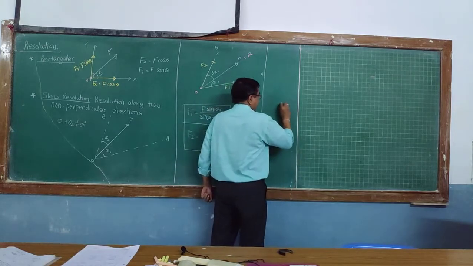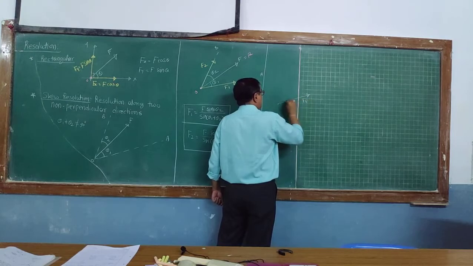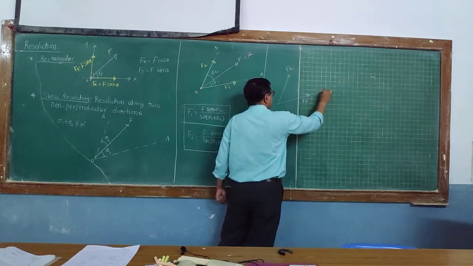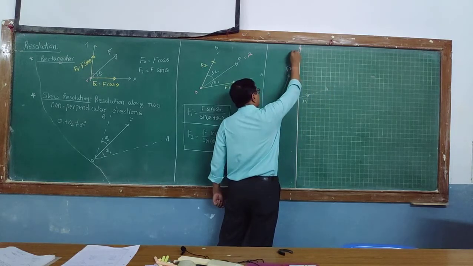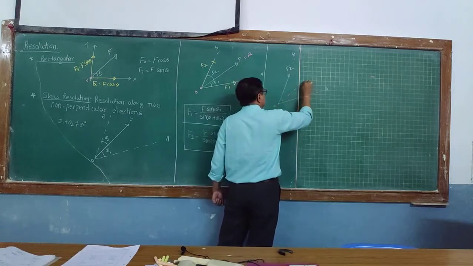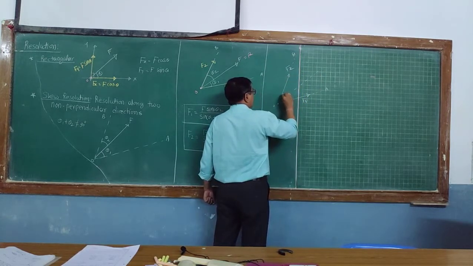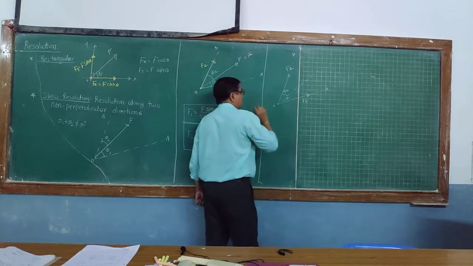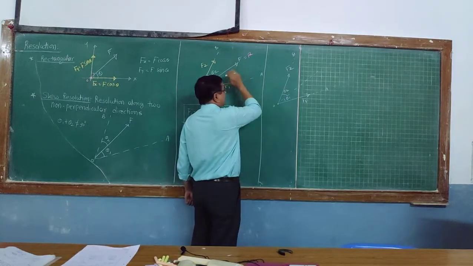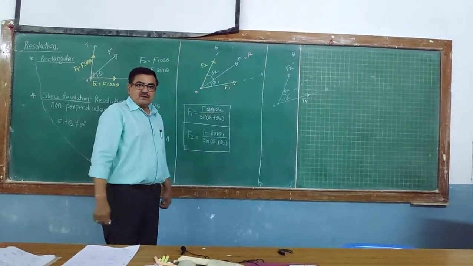For example, we are having two forces F1 and F2. F1 is acting along OA, F2 is acting along OB. And this is the direction along which the resultant is acting. This is theta 1, this is theta 2. Now F1 and F2 are components of F, or F is the resultant of F1 and F2.